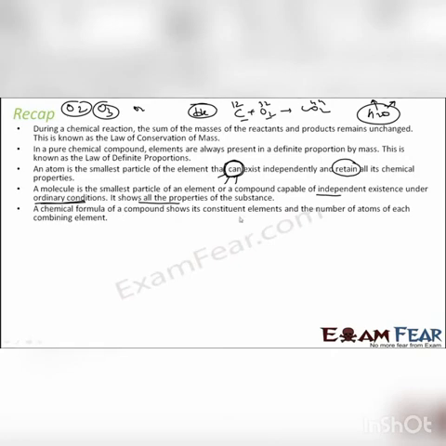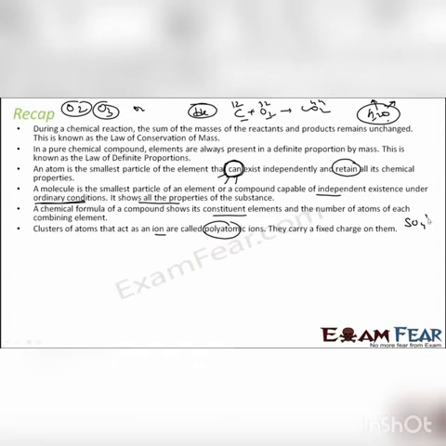We talked about the chemical formula. It shows its constituent elements and the number of atoms of each combining element. For example, water molecule formula is H2O. It says that there are 2 hydrogen and 1 oxygen combined. And we have also studied the rules to write chemical formula. Clusters of atoms that act as ions are called polyatomic ions, and they have charge. Examples: SO4 2 minus, NO3 minus, CO3 2 minus. These are all polyatomic ions.